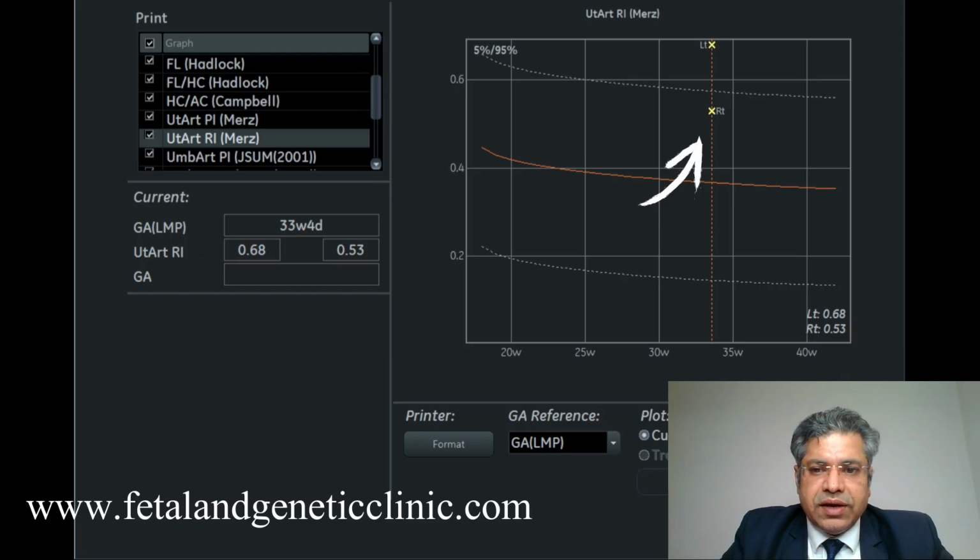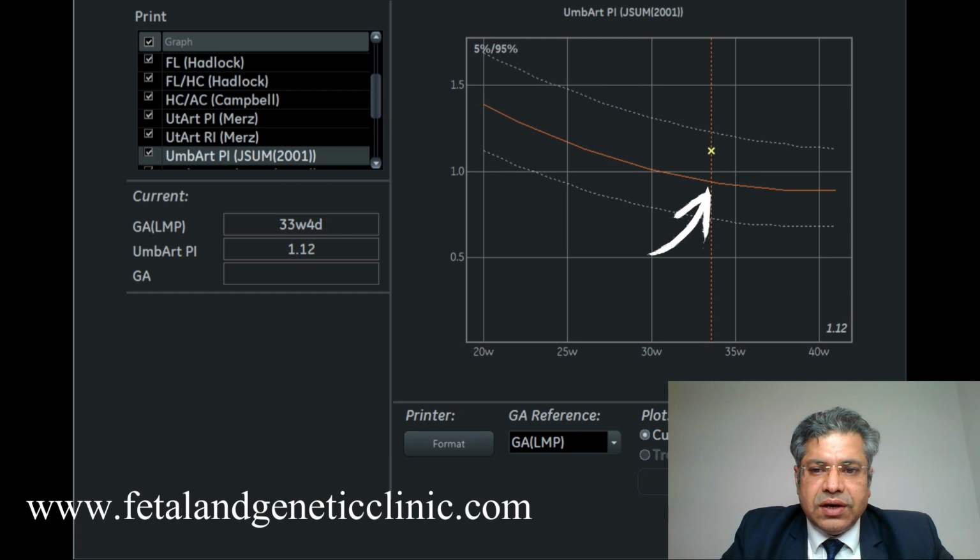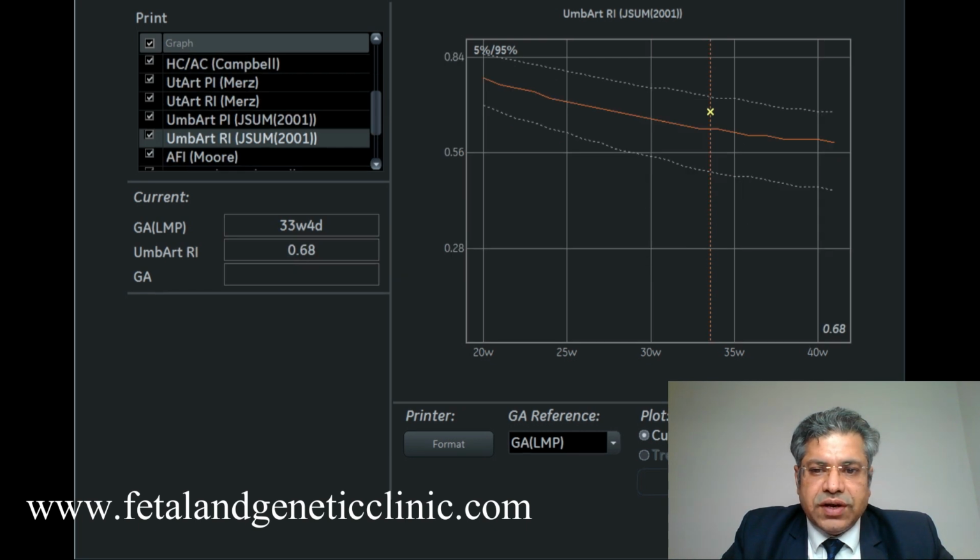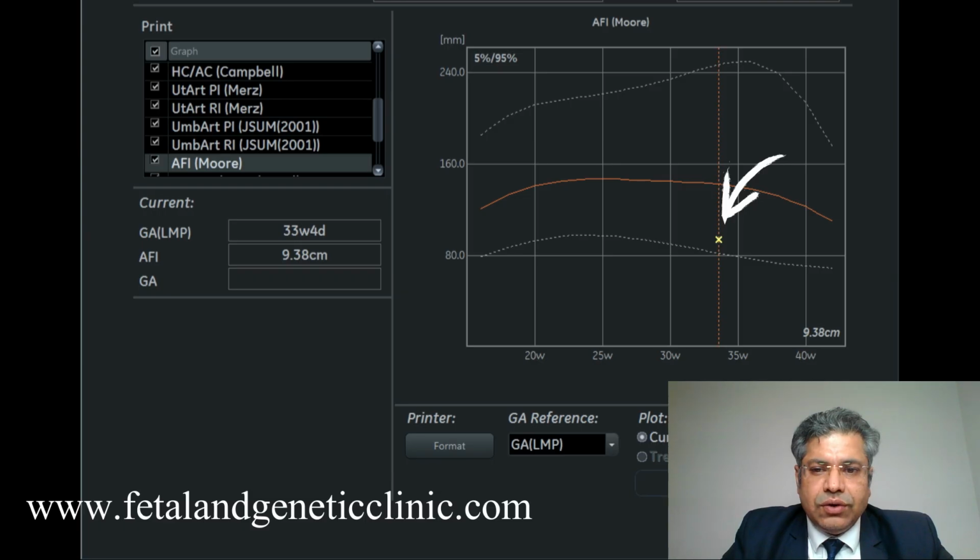So the right RI and PI is normal. Similarly, the umbilical artery flows are also in the normal range. With this severe IUGR, we could have expected an absent end-diastolic flow, but we are not getting that, right? And then we are identifying the oligohydramnios, right?